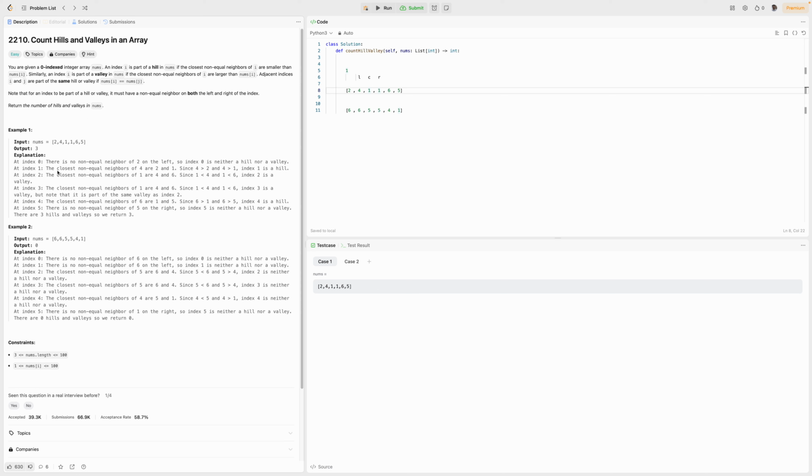4, 1, 1. Where is that at? 4, 2, 1. 4, 2. The neighbors of 4 are 2 and 1. And since 4 is bigger than both, if the center number is bigger than both the left number and the right number, that's a hill.